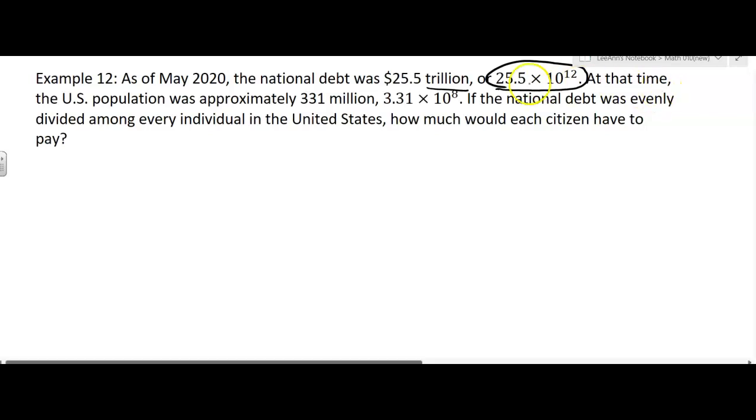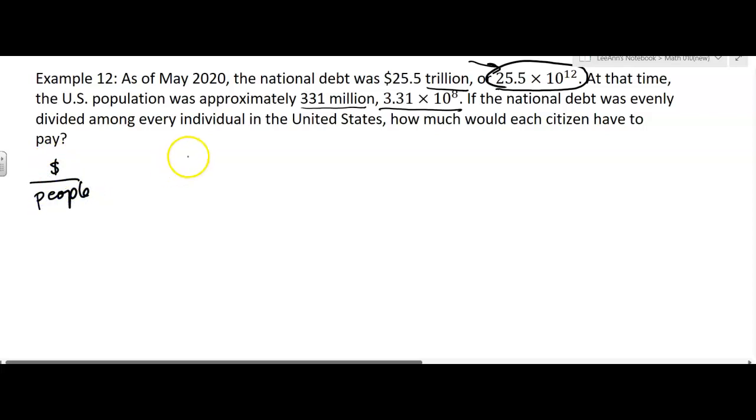Okay. At that time, the U.S. population was approximately 331 million, and then they've written this in scientific notation, which we had already figured out, 3.31 times 10 to the 8th. If the national debt was evenly divided among every individual in the United States, how much would each citizen have to pay? So we want to take the money and divide it by how many people there are.